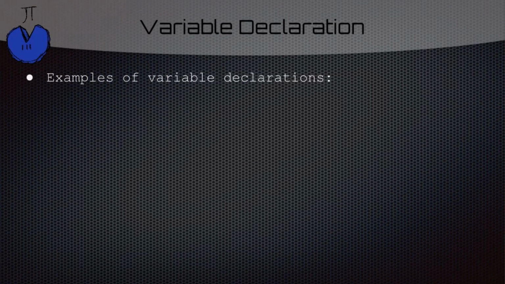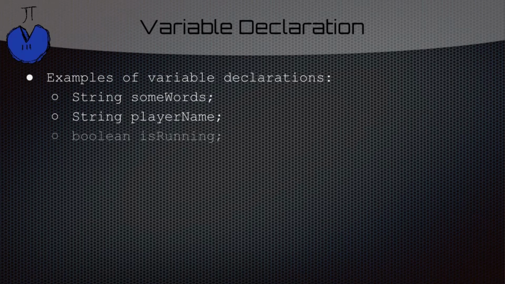So now let's look at some examples of variable declarations. We could have a string, someWords. So a string is the class or blueprints that we're going to use to make an object called someWords. For now, just think of a string as words or sentences or phrases. We could also have a string called playerName. It's the same idea. So we could have a boolean named isRunning, and a boolean is basically a true or false statement. So now that isRunning is a boolean, it can only have true or false within it. It can't have anything else within it.